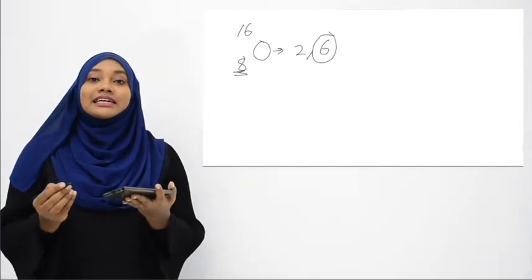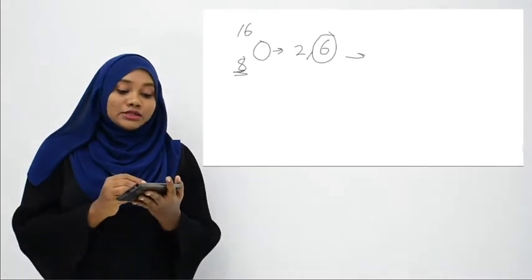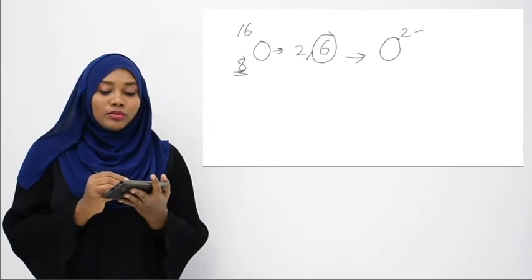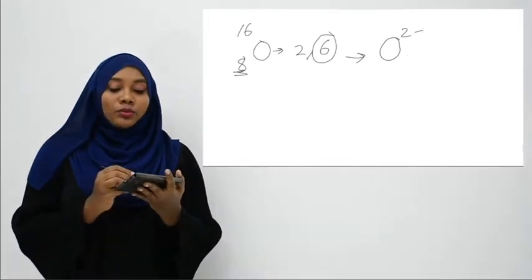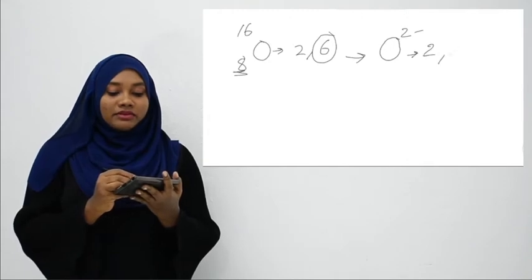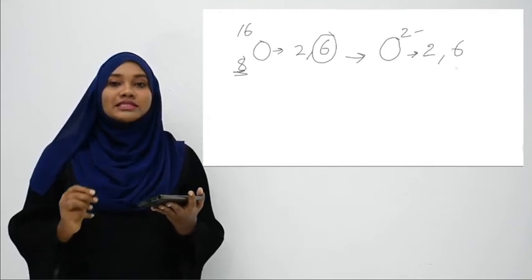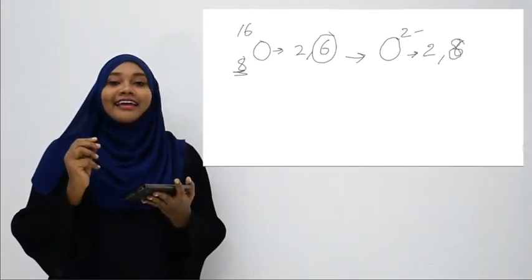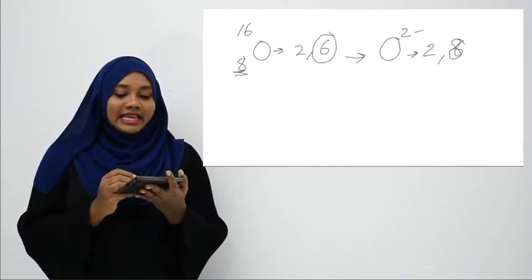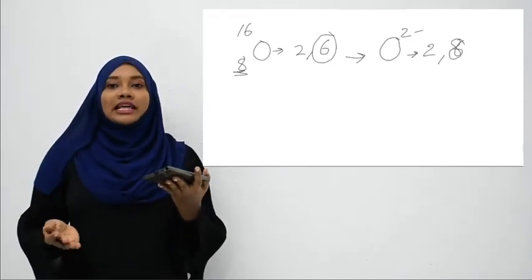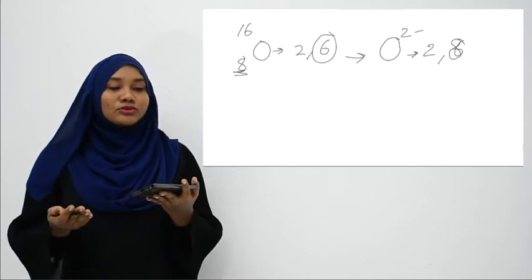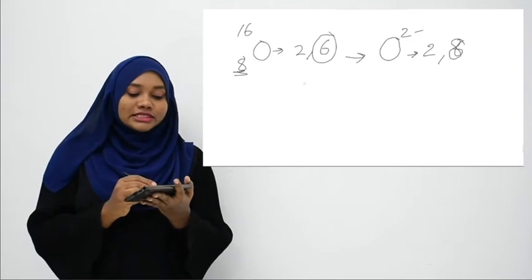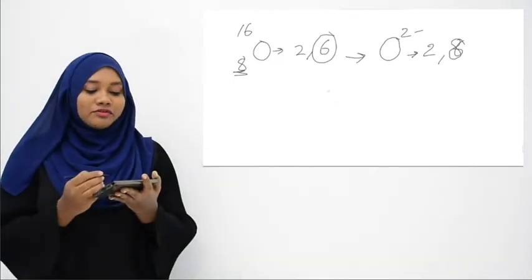Yes, oxygen can gain 2 electrons to obtain a stable electronic configuration, and oxygen will form O2- with an electronic configuration of 2, 6. Is it 2, 6? No, right? It's 2, 8. Yes, oxygen gains 2 electrons to make it 2, 8, and it's stable. Now let's draw the structure of the ion of oxygen.